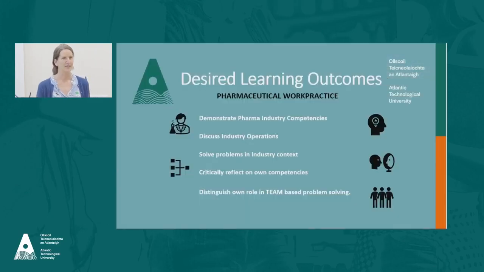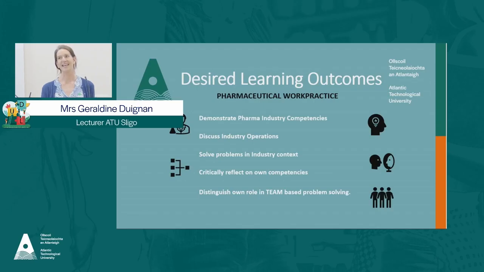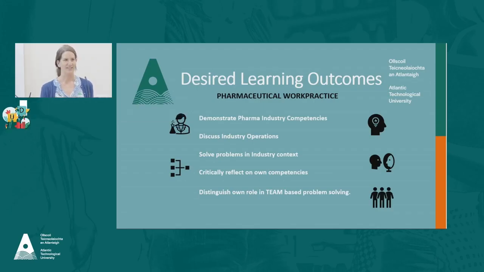The module itself is called Pharmaceutical Work Practice. It's a 10-credit module in the 4th year of the pharmaceutical programme. Students have to, at the end of it, demonstrate that they have pharma industry competency. So it's a very regulated industry.